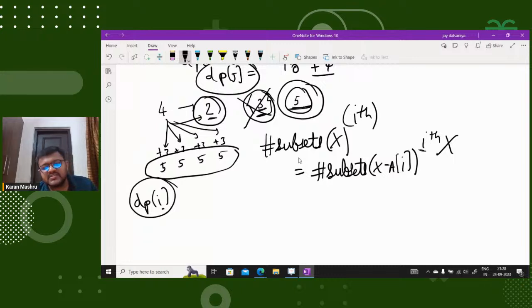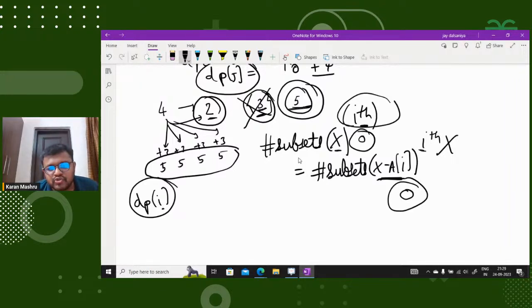Then I'll see the change in the sum and I'll see whether the number of subsets whose sum is equal to x minus a of I, if I do not consider the ith element, is 0. It means that number of subsets whose sum is equal to x, if I consider the ith element, is also 0. So ith element is not a part of any subset or subsequence whose sum is equals to x. So I can remove ith element.